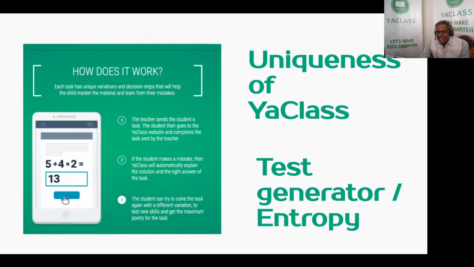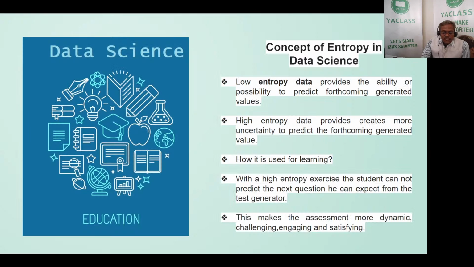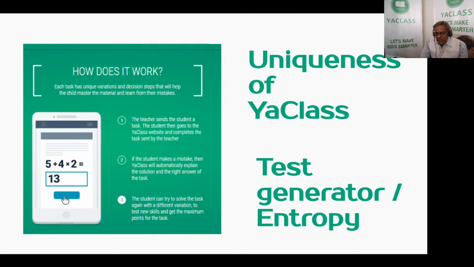YaClass has a test generator. We call a concept called entropy. So let's see what it is. In the test generator, for a simple concept, n number of questions are generated to test the same concept, to increase the understanding of the smaller concept, a small subunit.